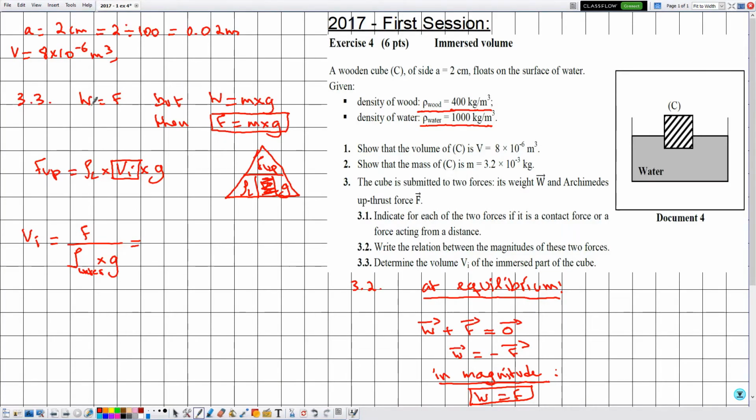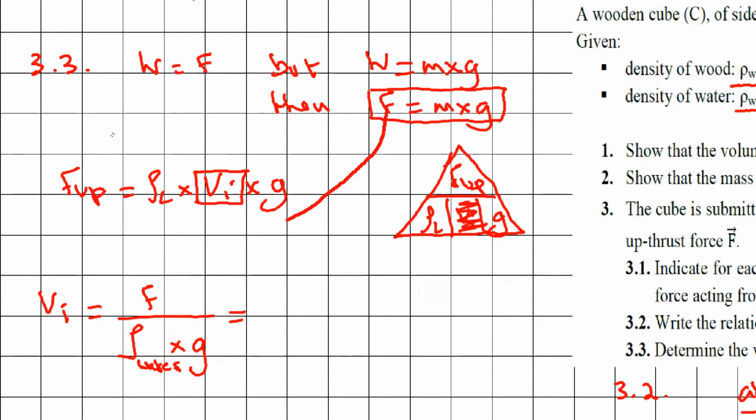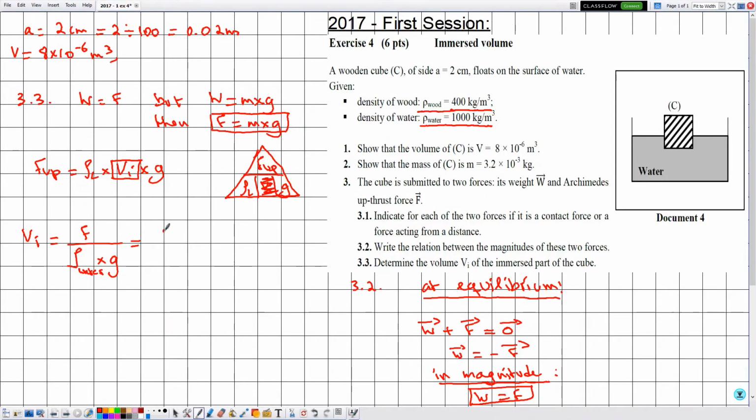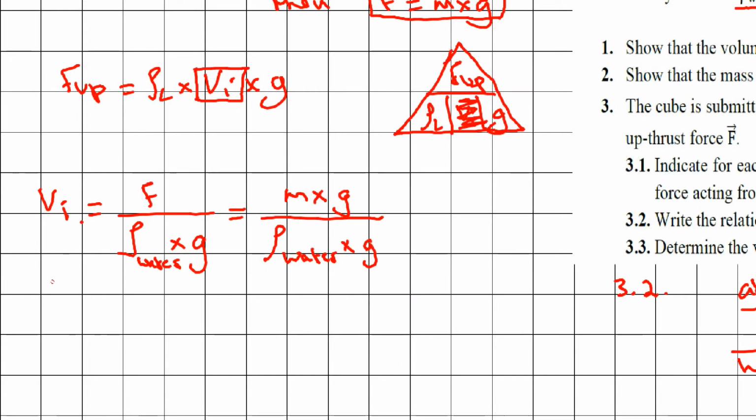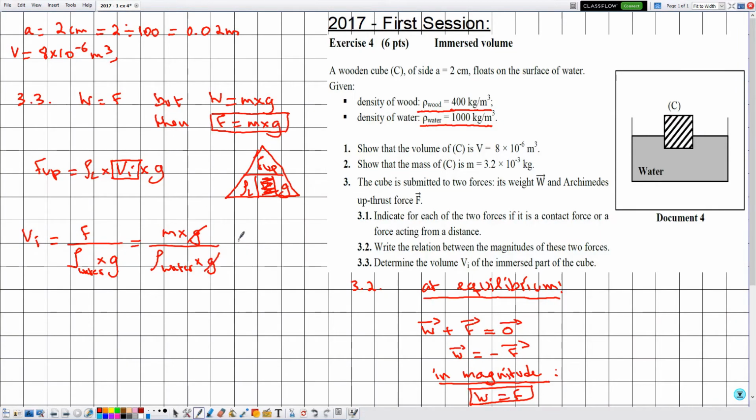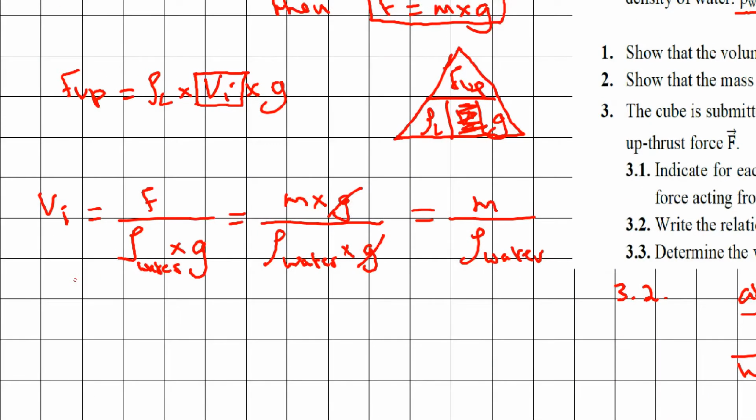However, here in this case, the value of F is given by M multiplied by G. So let's replace this F here. So M multiplied by G divided by rho of water multiplied by G. So here, as we can see, the volume VI doesn't depend on G because we can simplify G with G. Then VI is given by the mass divided by the density of water. And for this reason, they didn't give the value of G as a given to be 10 newtons per kilogram. So the volume of the immersed part is independent of G.